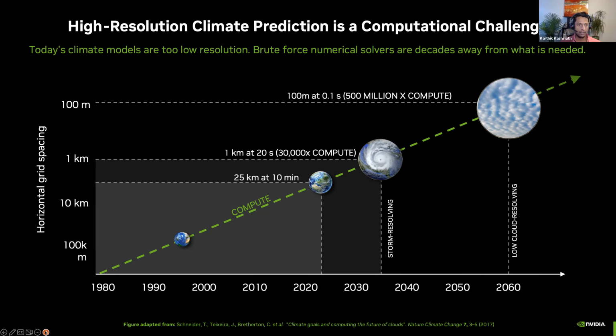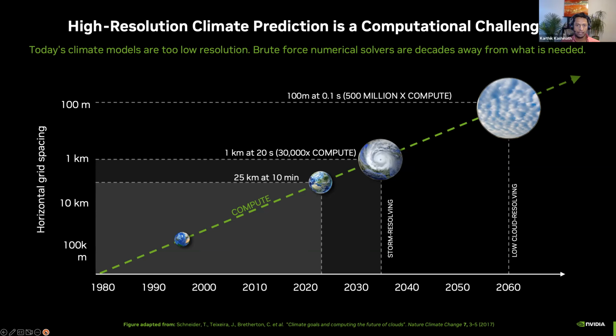This is a figure from a recent paper by Tapio Schneider et al. in Nature Climate Change that projects forwards in time the computational requirements of high resolution climate modeling and also looks back into the past. Today we're at about 25 kilometer resolution with a 10-minute time step. And if we take that as the baseline, storm resolving simulations at about a kilometer scale require something like 30,000x more compute.